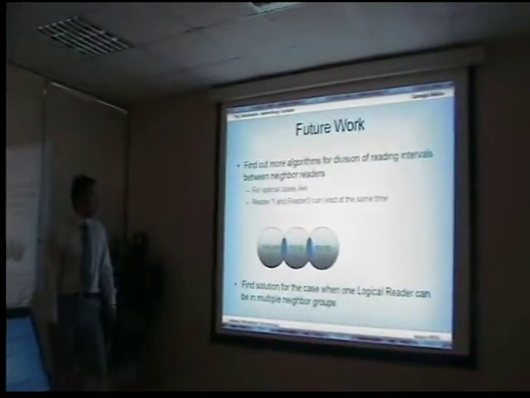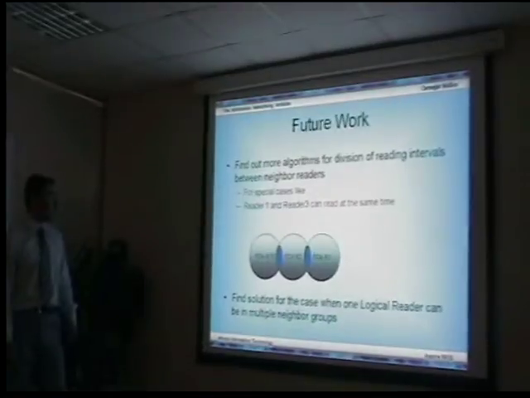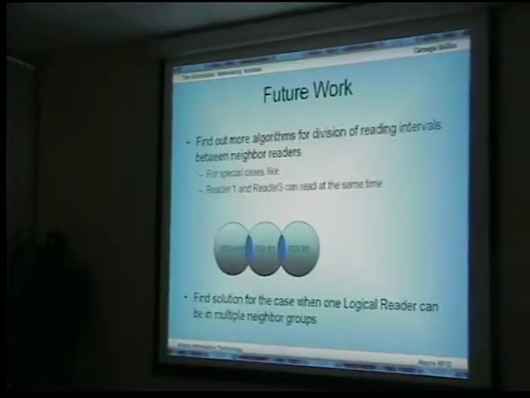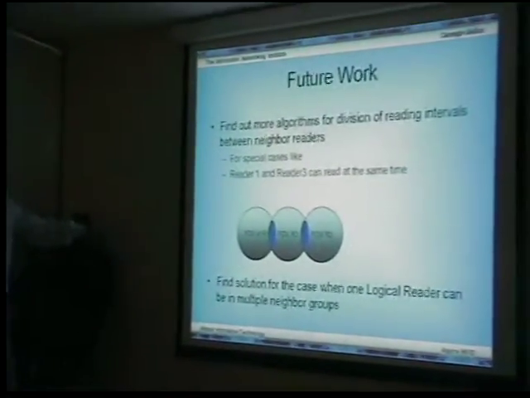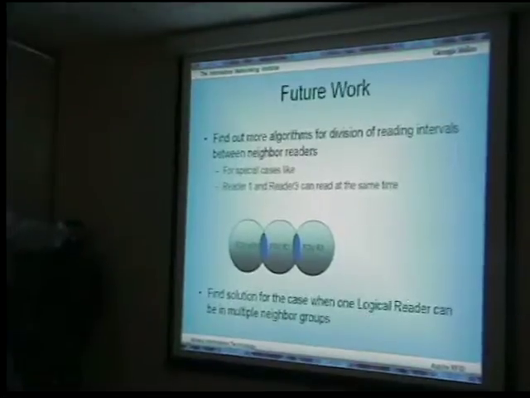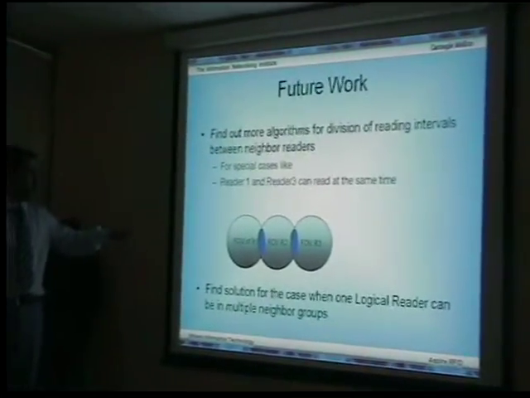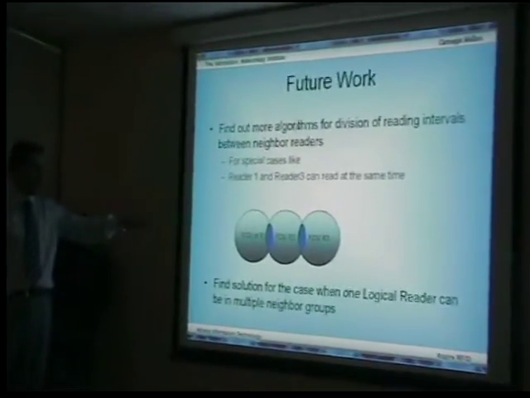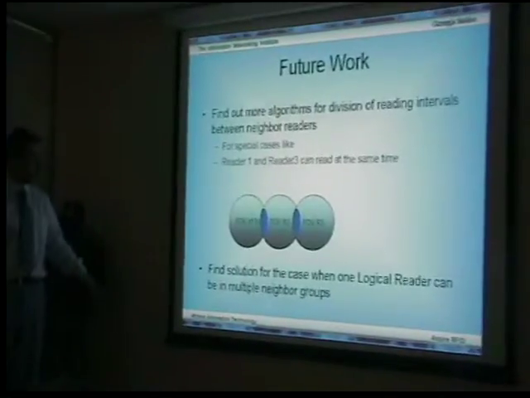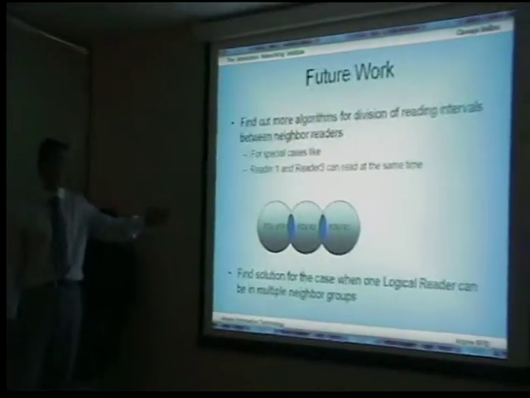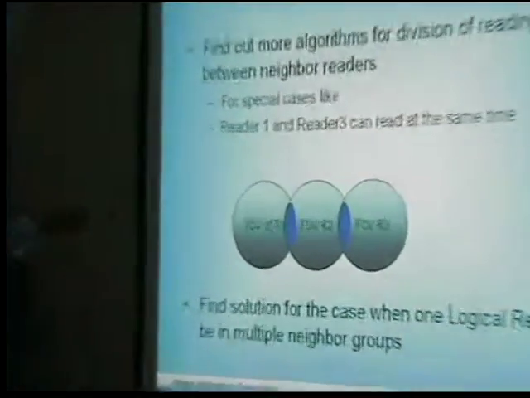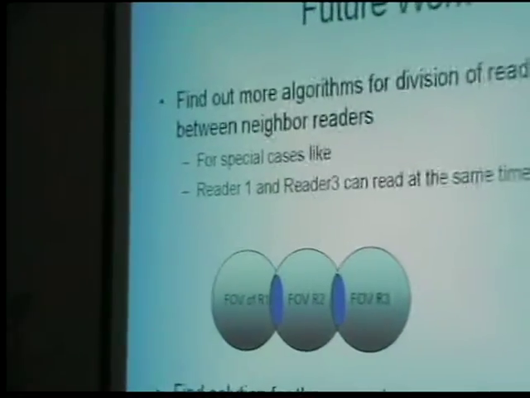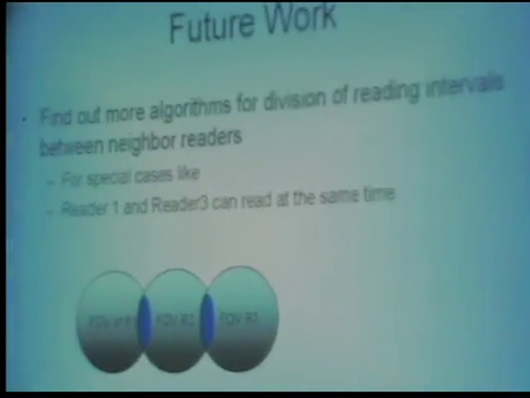For future work, we can also implement the situation when we have neighbor readers. In these examples, I show that there are 3 readers, and the circles show the field of view of each reader. They are 3 neighbor readers, but as we can see, reader 1 collides only with the second reader, and the second reader collides with the third reader. So we can work in this situation in this way.